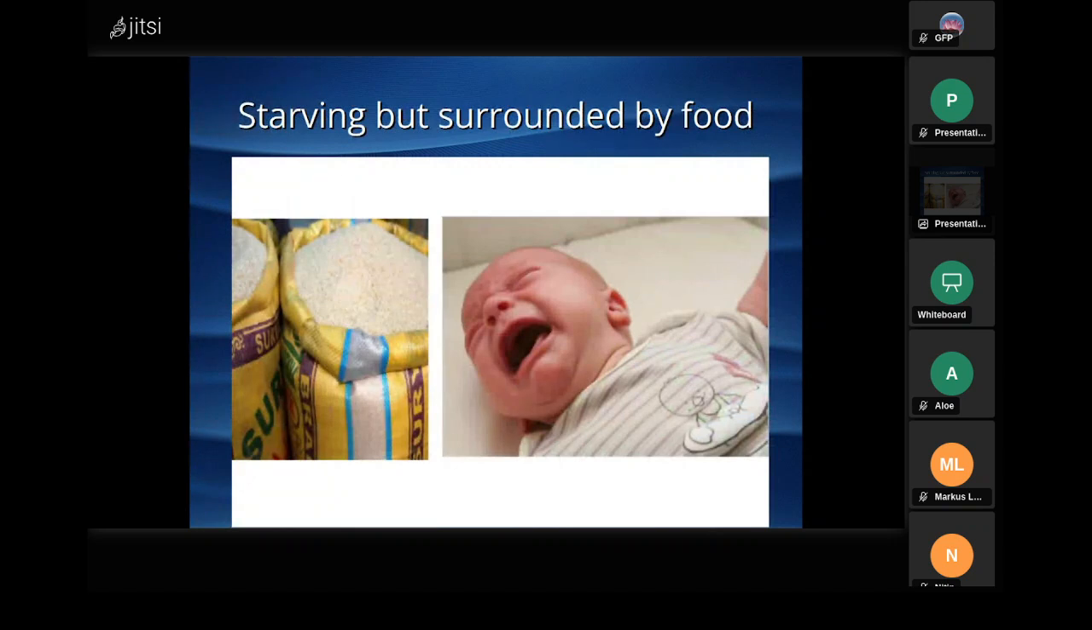We like to use the analogy, when we're training in Haiti, that plants planted in soil where the nutrients are all locked up are a lot like a starving baby when there is an abundance of food nearby, like rice that just needs to be cooked.